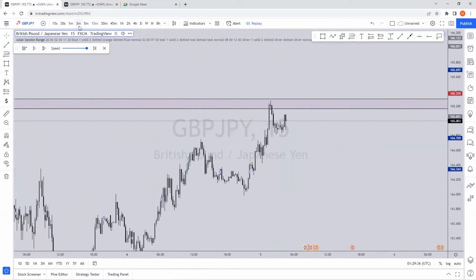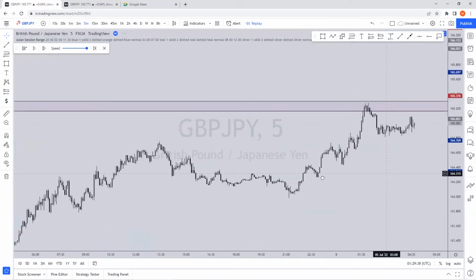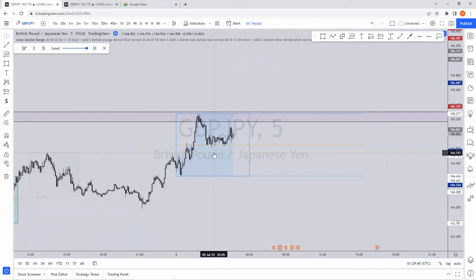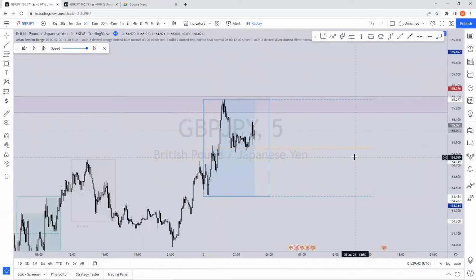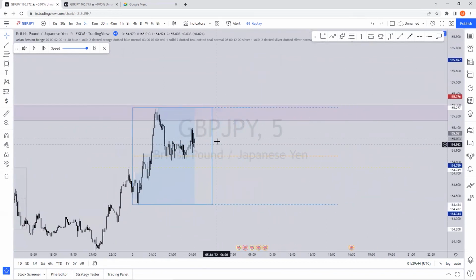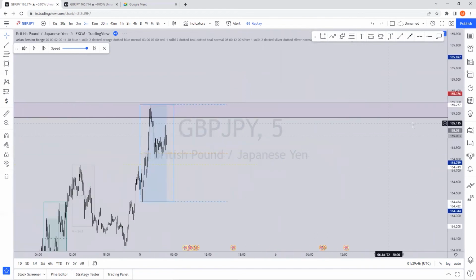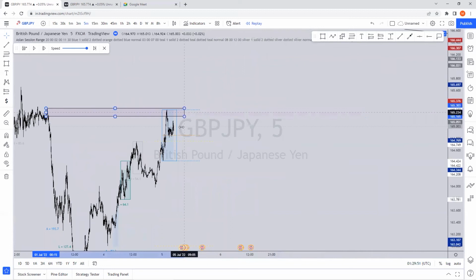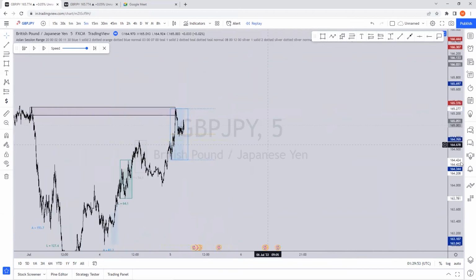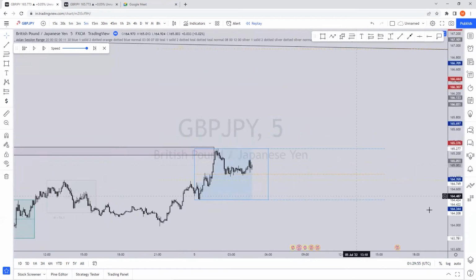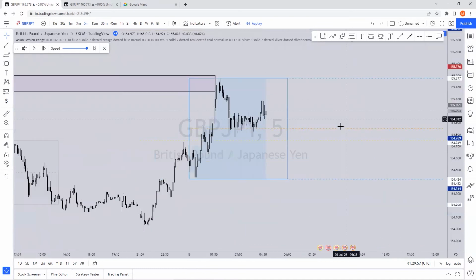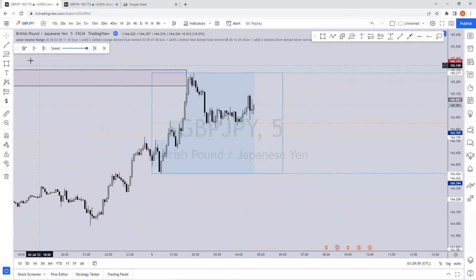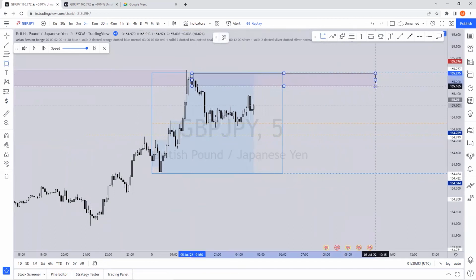All right, so let me go to my 5 minutes. So of course, this is still long. This is the Asian session, so we might probably have been sleeping by then, right? Let me reduce this zone. All right, so this is Asian session. We most likely would have been sleeping. And of course, this is a very nice unmitigated base.